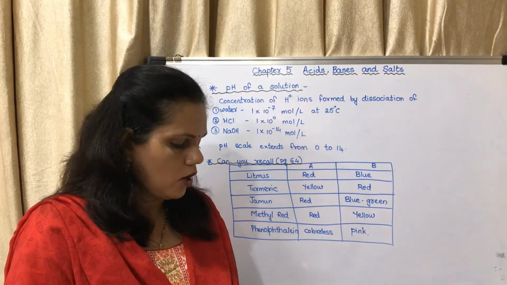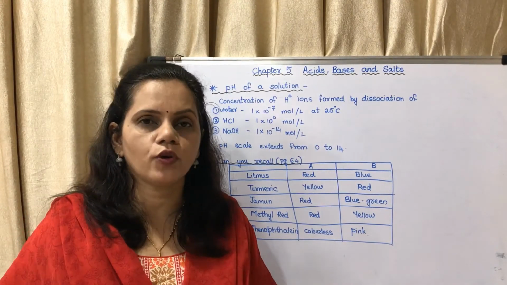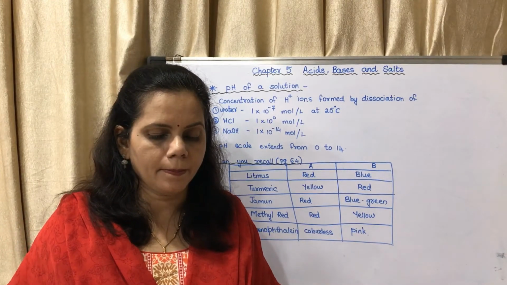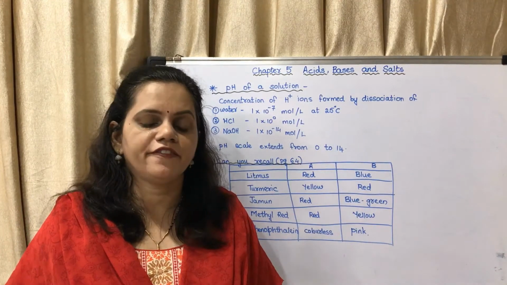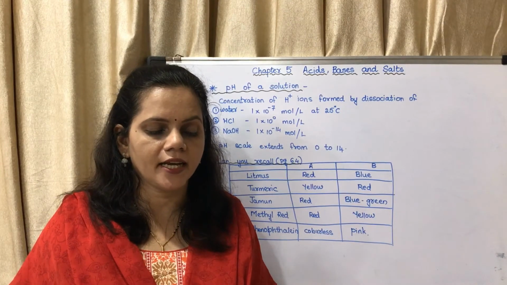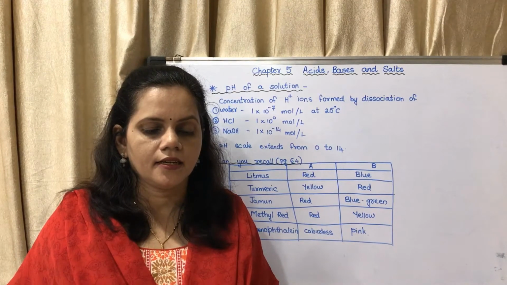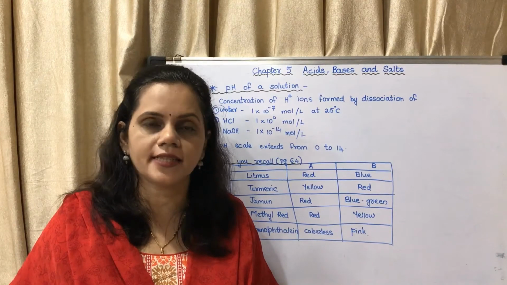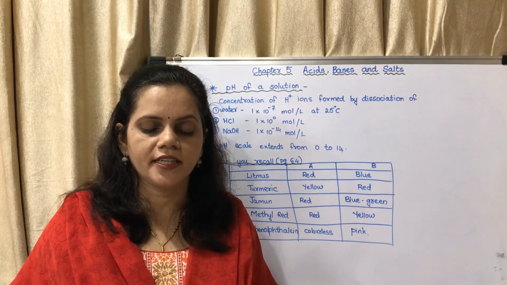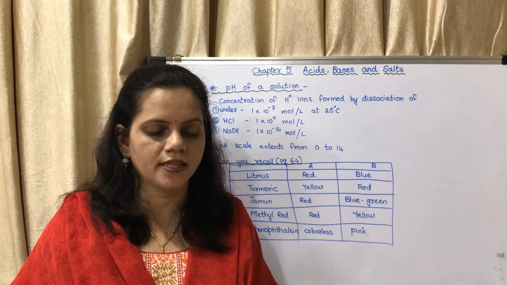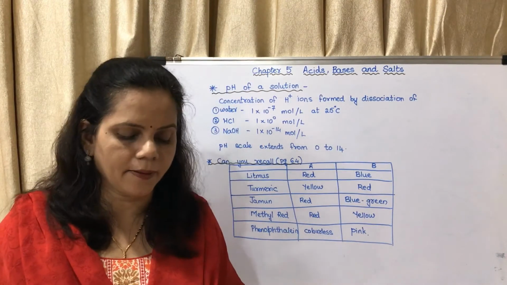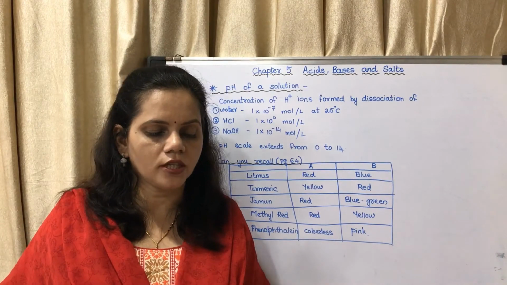Okay. Now on page number 64, they have given a can you recall question. So before that, in the first paragraph, you may mark the name of the scientist. In 1909, the Danish scientist Sorensen introduced a convenient new scale of expressing H positive ion concentration, that is the pH scale.